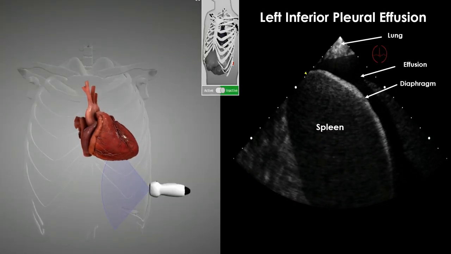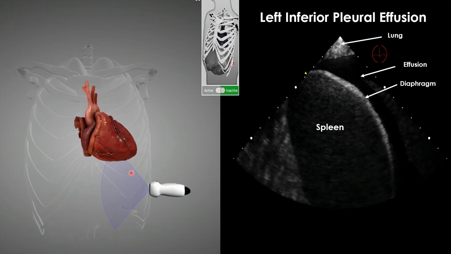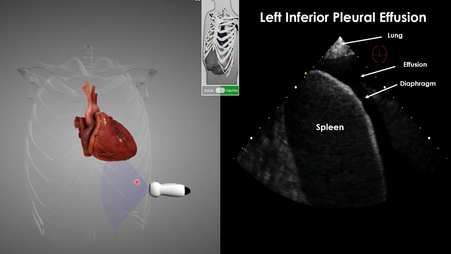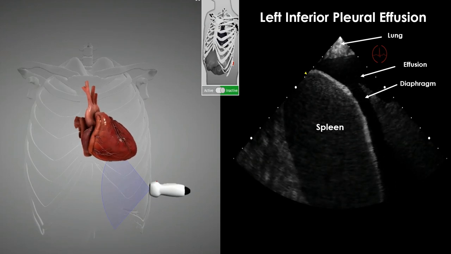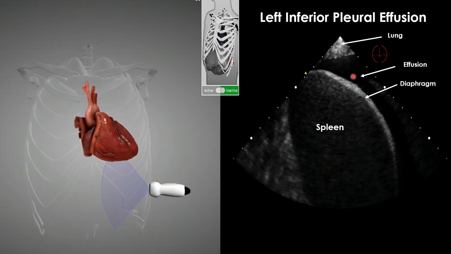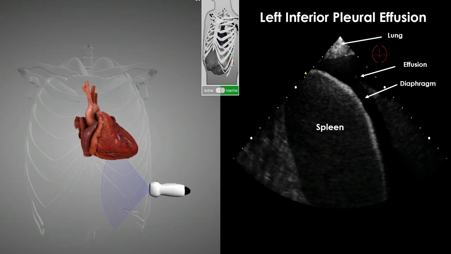And this is a scan from the left side, the left pleural space. And what you've got is the 3D image over here. You're between the ninth and 10th space. Spleen's down here, spleen's over here. And you can see the lung up here. You can see a nice big effusion. There's a diaphragm here. Again, this is a subphrenic effusion.